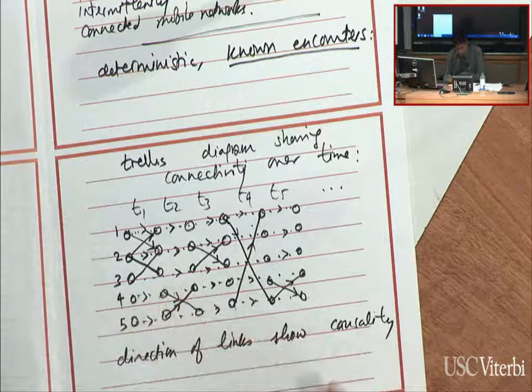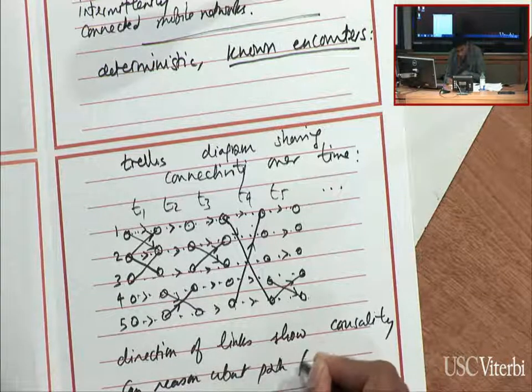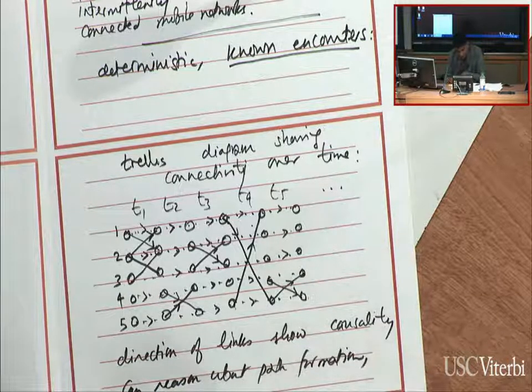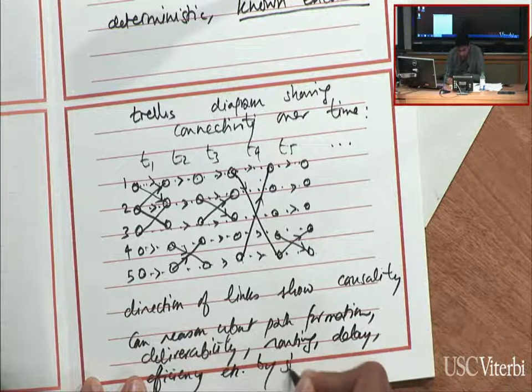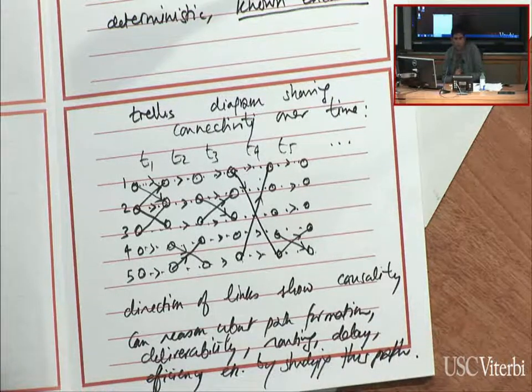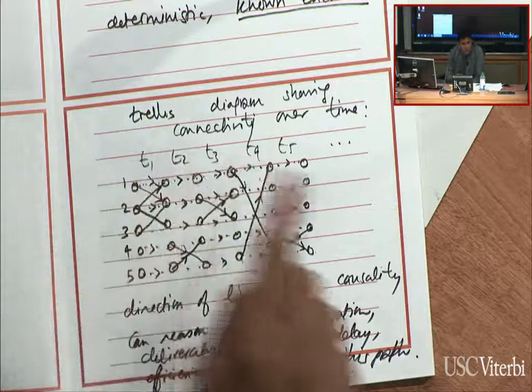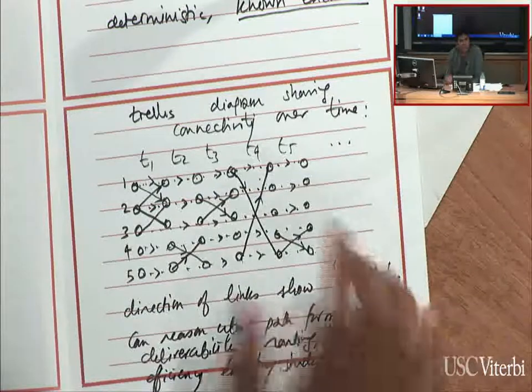You can then reason about connectivity, deliverability, routing, delay, efficiency, etc. by studying this graph. You can compute the shortest possible way to get data from node 1 to node 5 by looking at this graph. It's just shortest path routing over this graph.